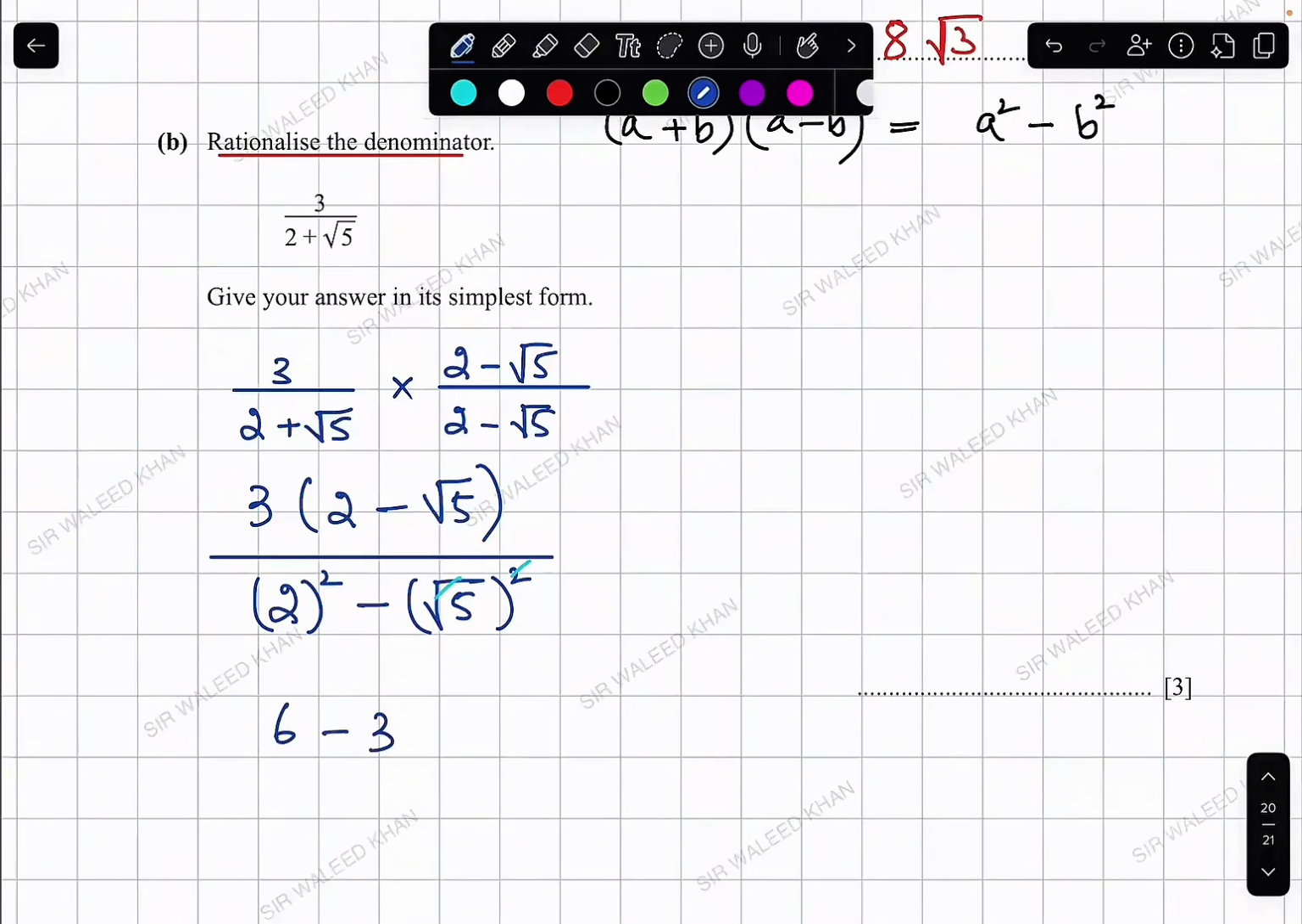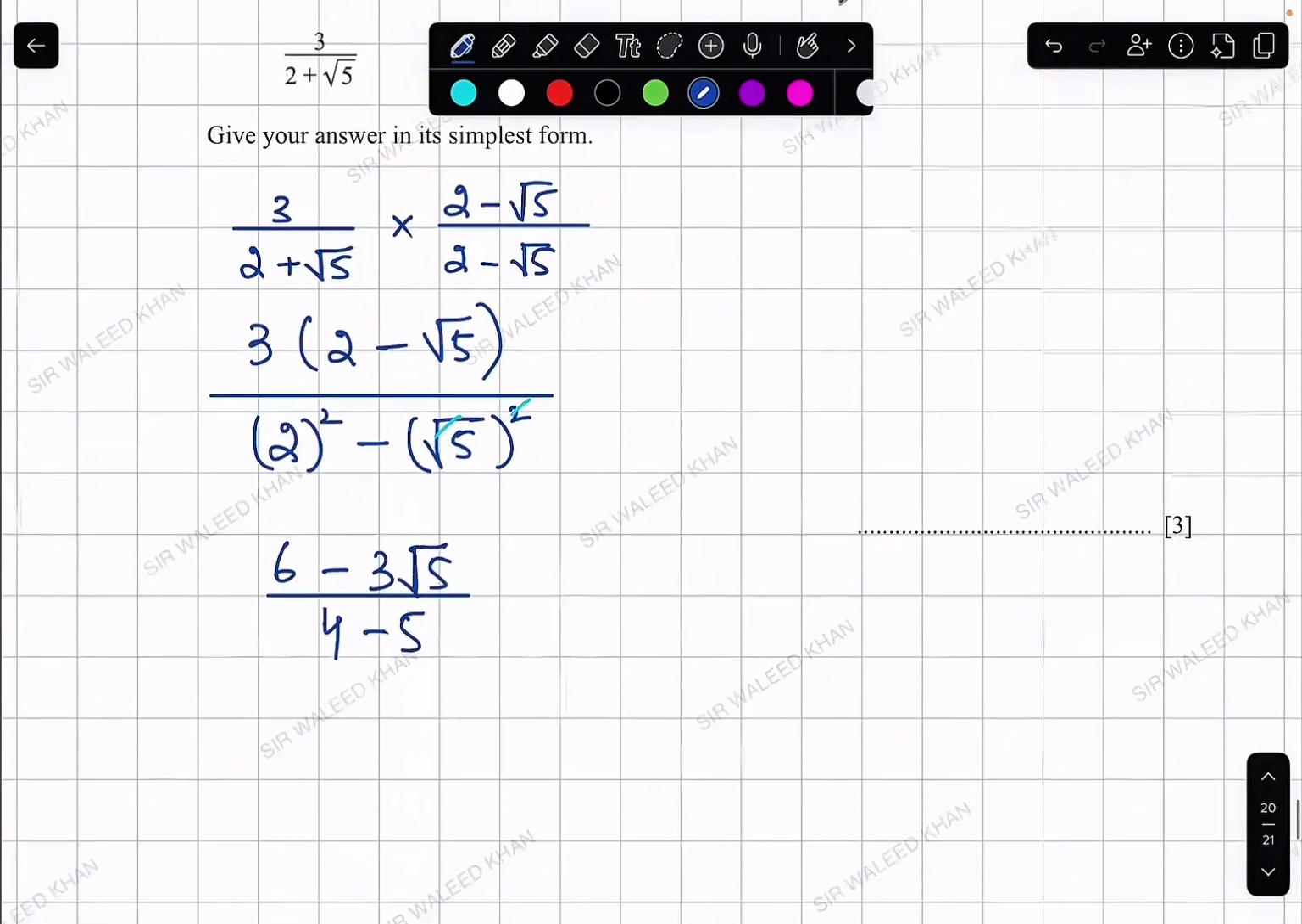6 minus 3 under root 5 over 4 minus 5. Okay. So we have 6 minus 3 under root 5 divided by minus 1. If you divide them by minus 1, the sign will change. You will get 3 under root 5 as positive and this as negative.